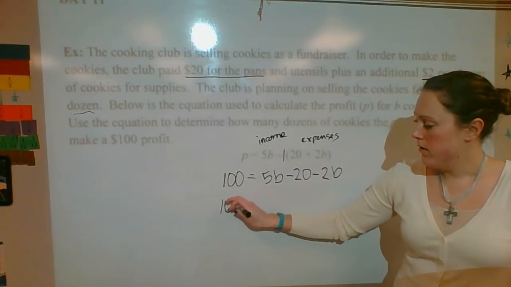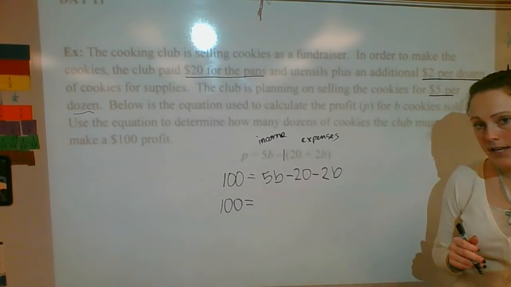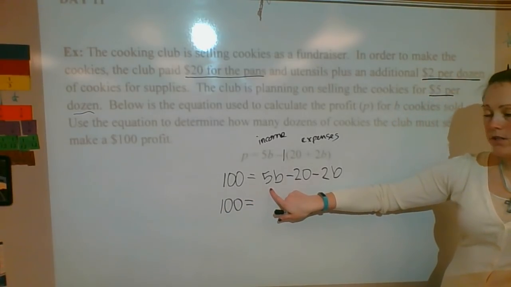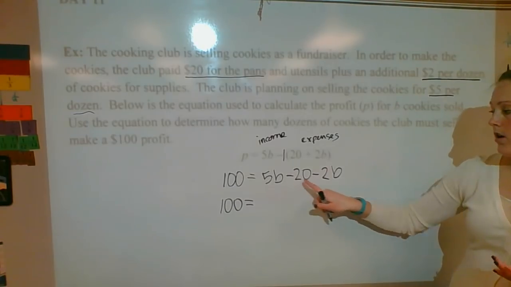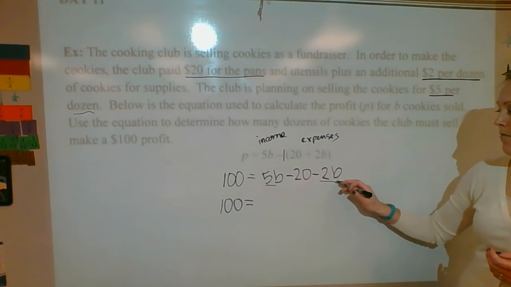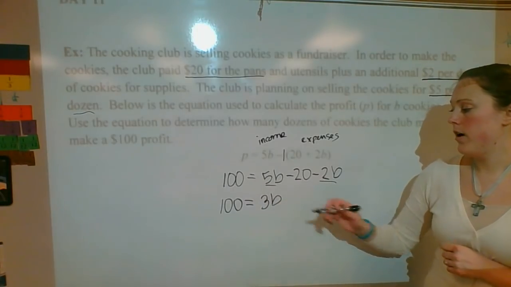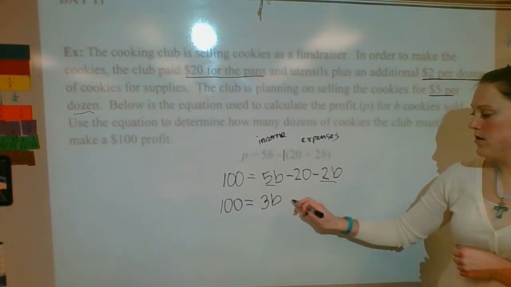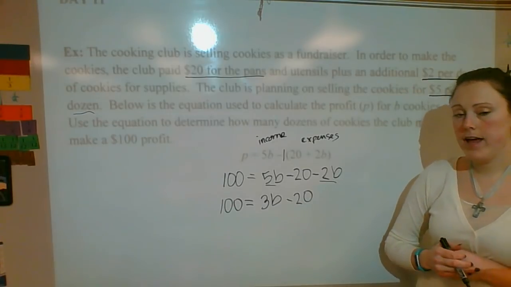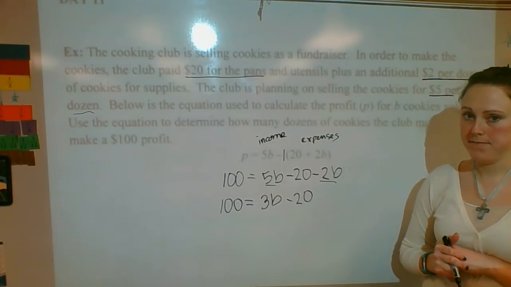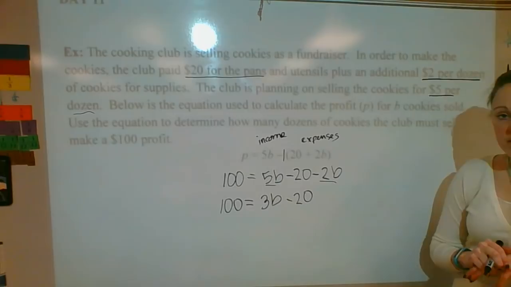Before I go ahead and solve, I also need to combine like terms. So $5 per cookie that I'm selling them to you for, but it costs me $2 to make them. I can combine my B with my B for a profit of $3 per every dozen, but I still have my minus $20 for the pans. So now we can solve our two-step equation.